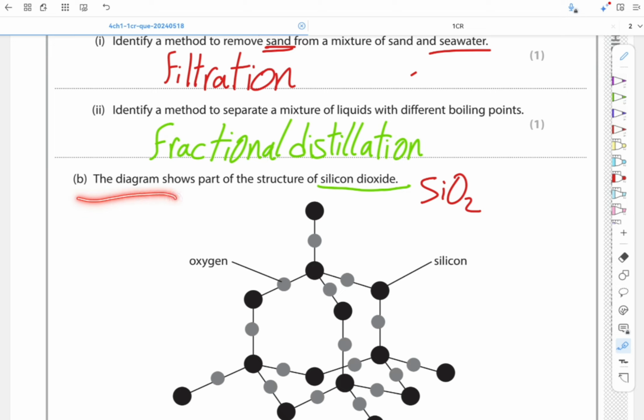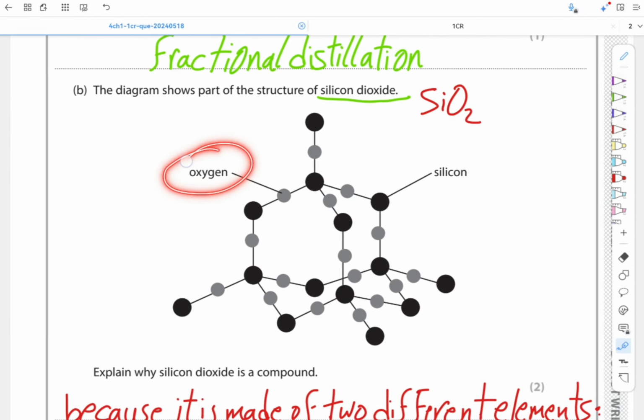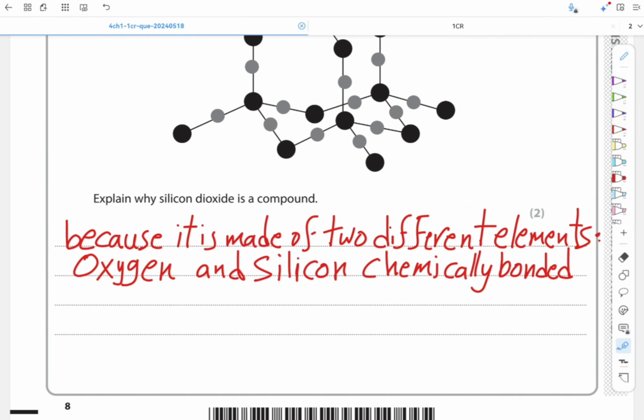B, diagram. The diagram shows part of the structure of silicon dioxide. Silicon, here we have SiO2. We have 2 oxygen, as we say. So this is silicon dioxide. We have the oxygen atoms in gray and the silicon atoms in black. So the question is, explain why silicon dioxide is a compound.